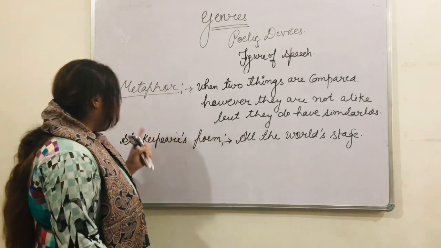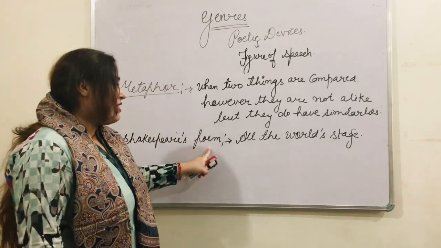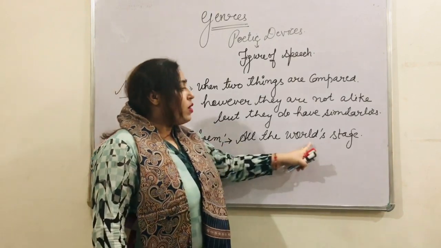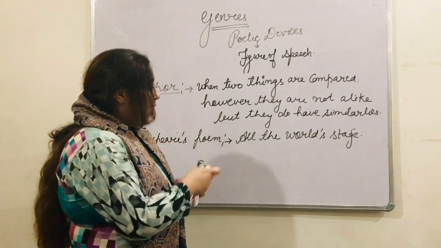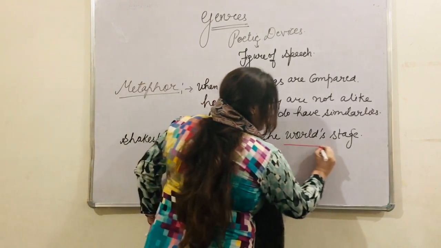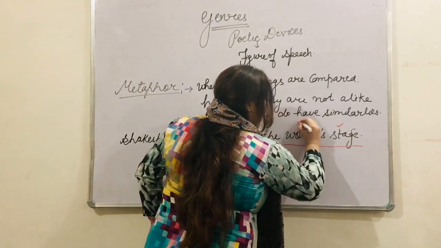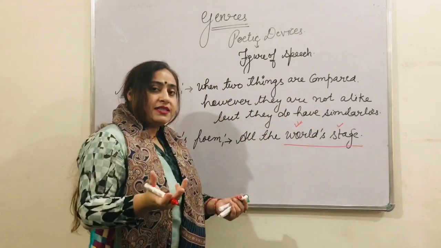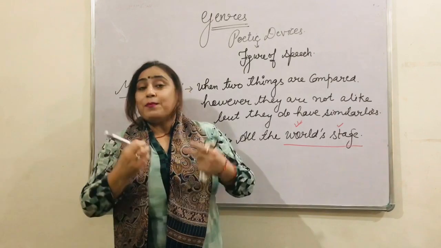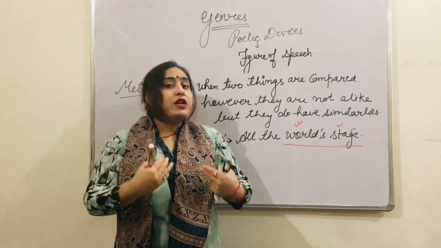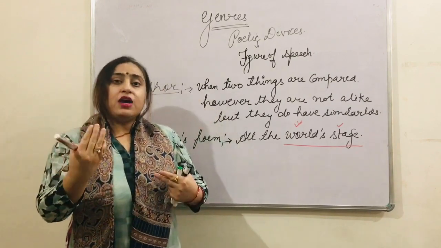I have taken the example from Shakespeare's poem Seven Ages. All the world is a stage. Right? So here, world is compared with a stage. Now, how can a world be a stage? But why can the world not be a stage? We are all players, and when my role is over, I will be called by God.